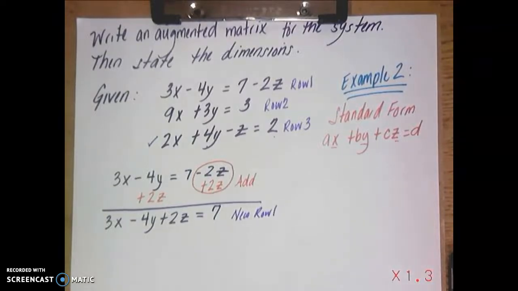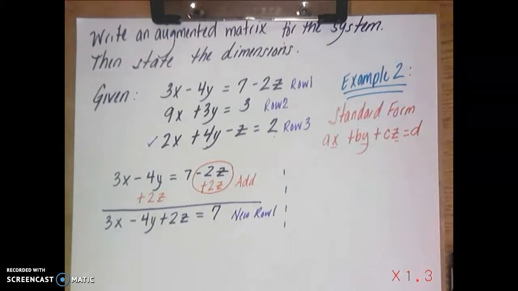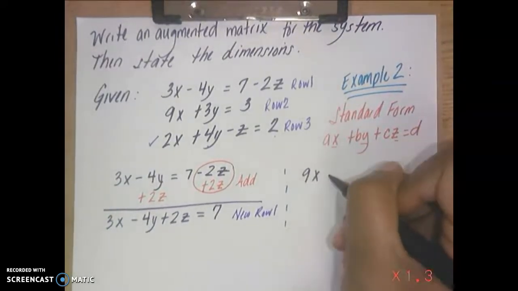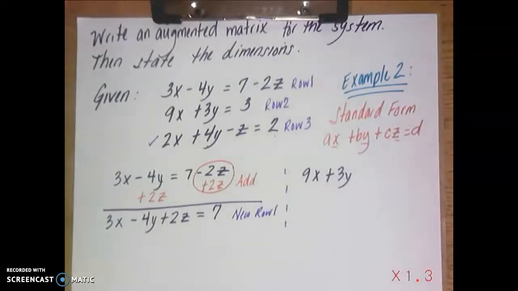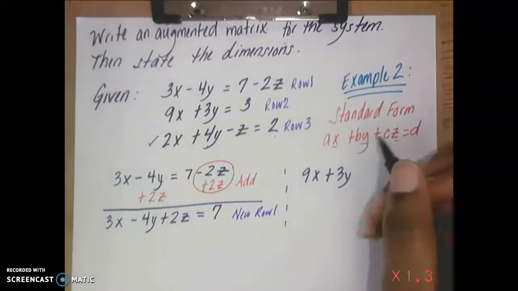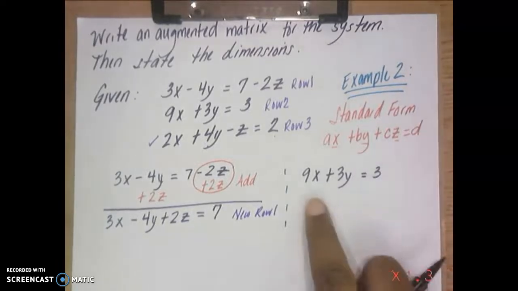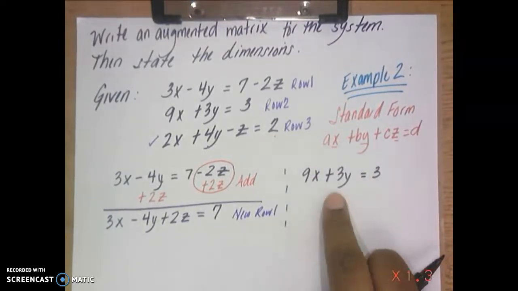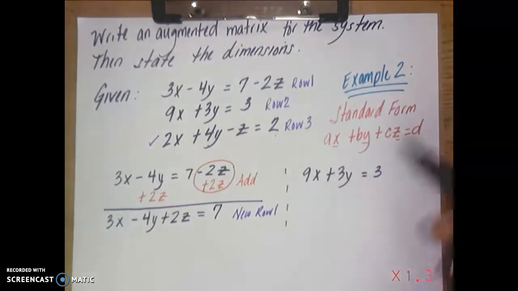So what we need to do here is a little bit of finessing, for lack of a better word. You have 9x plus 3y equals 3. And so what you can see here is that we know what the a is, we know what b is. We don't have something that represents z. And we know that d is in the same place as 3.